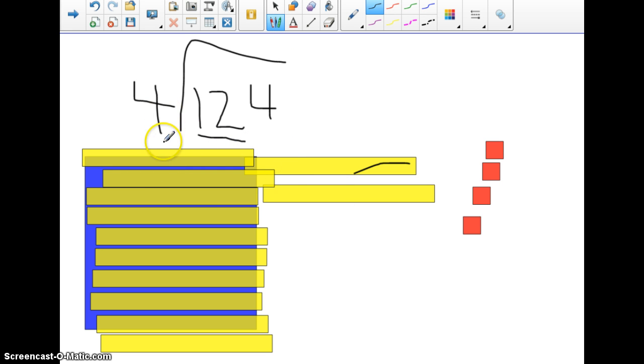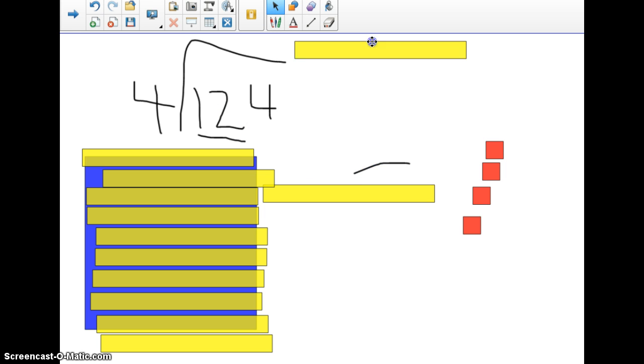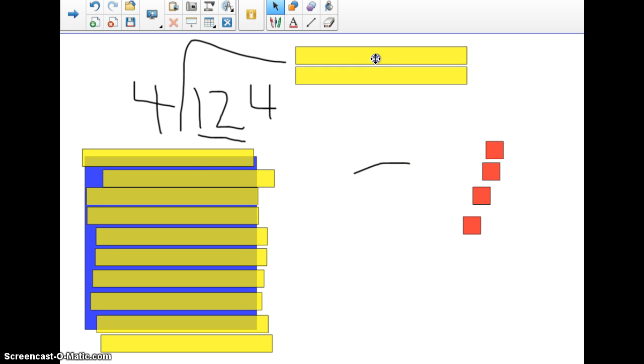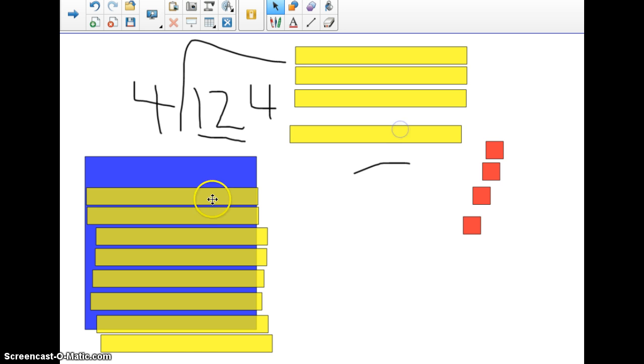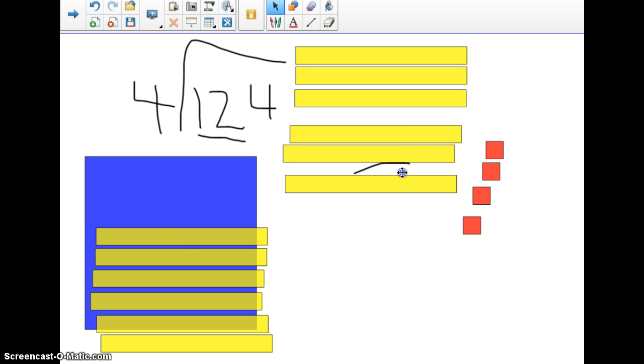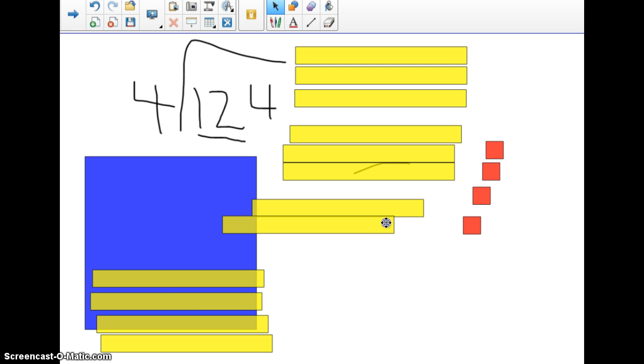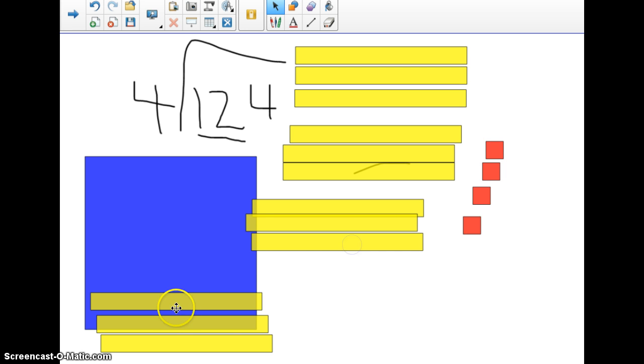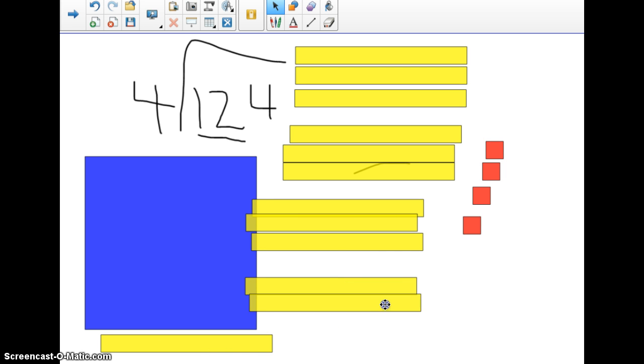So we go back to our divisor of 4. How many times does 4 go into 12? The answer is 3. So what we would do is take this and divide our groups of 10 into 3s. 12 divided by 4 is 3. Now when we do this, we can see we don't have any base 10 models left over. They divided in there great.